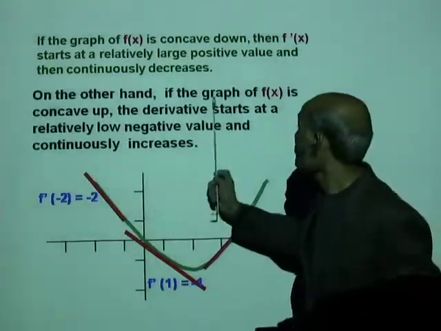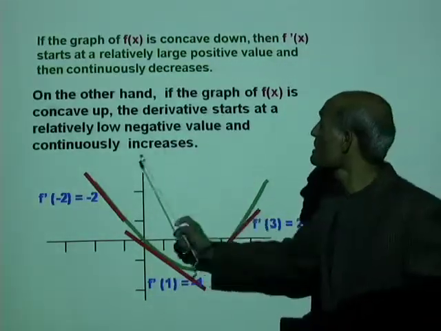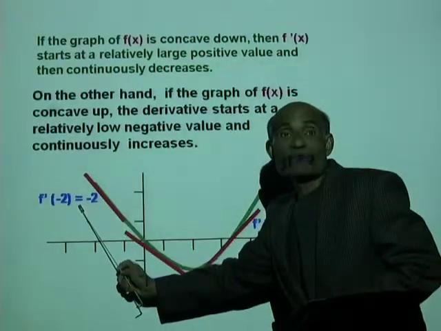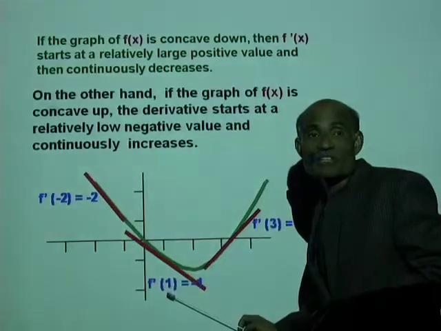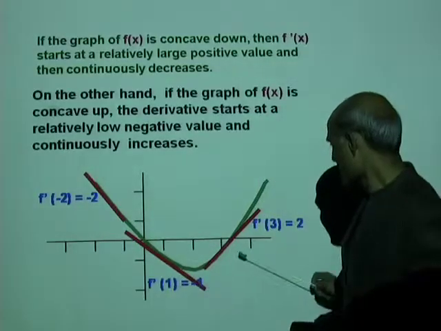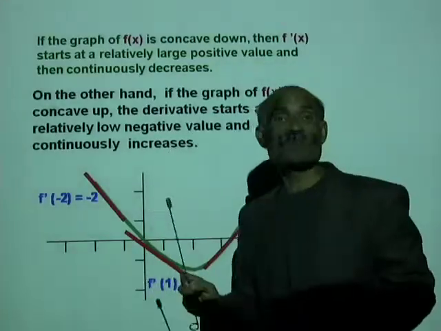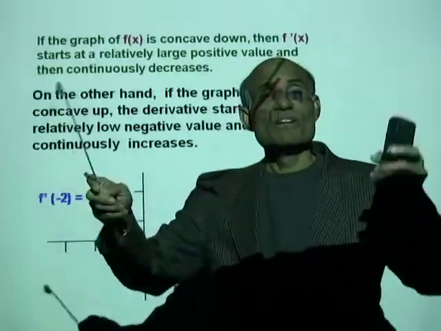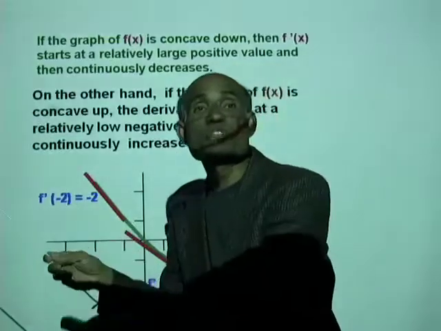So, if the graph of f of x is concave up, the derivative starts at a relatively low negative value and continuously increases. -2, -1, 1, 2, and so on. Very important relation. If the graph of a function is concave up, in that interval, the derivative of that function will be increasing.